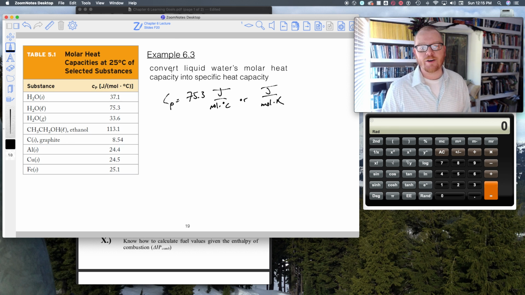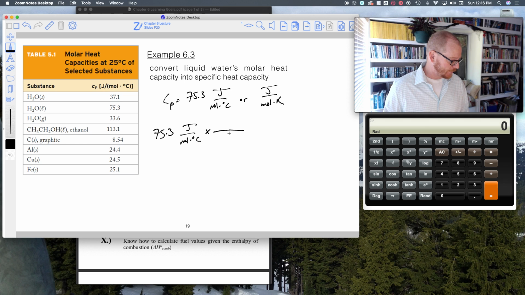So example here, convert liquid water's molar heat capacity into its specific heat capacity. Just like everything we've done in this class, we can use the process of dimensional analysis to do it. So 75.3 joule per mole per degree C is CP for water. How do I get CS for water? Well, I just want to convert moles to grams. And for water, 1 mole of H2O is 18.01 grams.